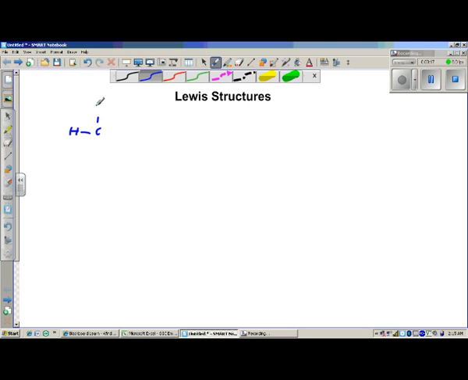nice simple structure like that of methane. I apologize for my crappy drawing here, but that's one of the things about using this hardware. It makes me draw like I'm drunk. Anyway, so this is methane.